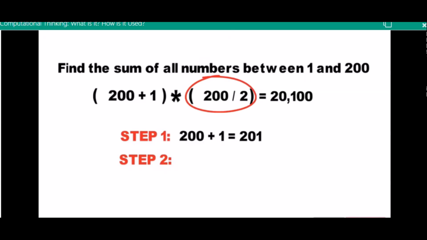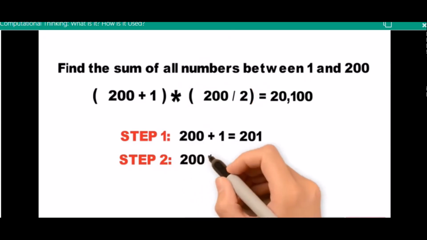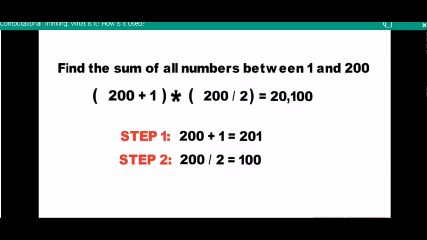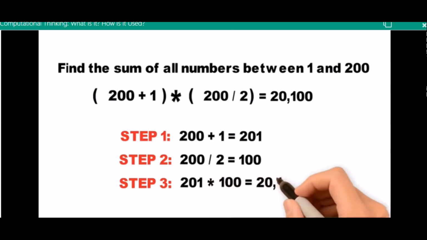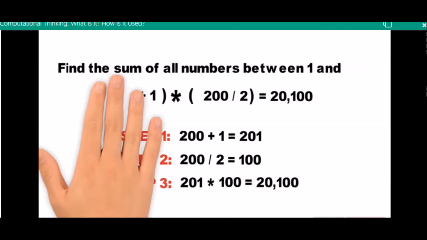Step 2. Find the quotient of 200 divided by 2. 200 divided by 2 equals 100. Step 3. Multiply the answers from step 1 and step 2 together. 201 times 100 equals 20,100. This algorithm can be used to find the sum of all numbers between 1 and any number. Let's see how it works with 1,000.